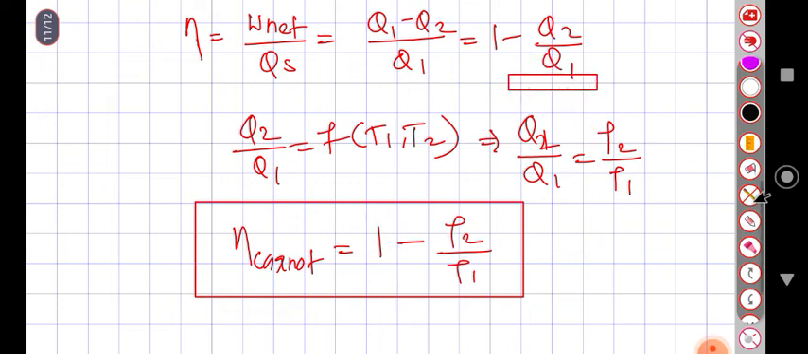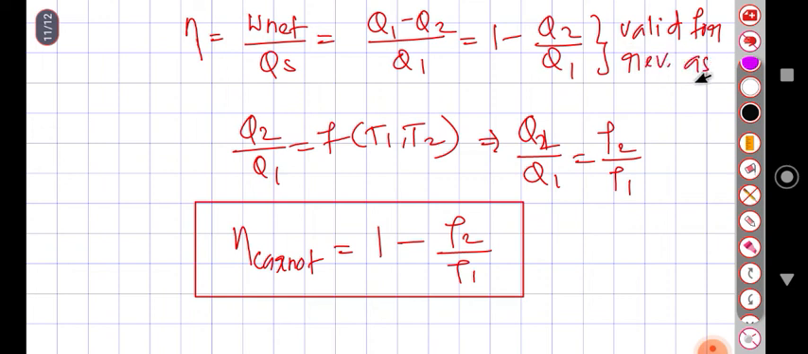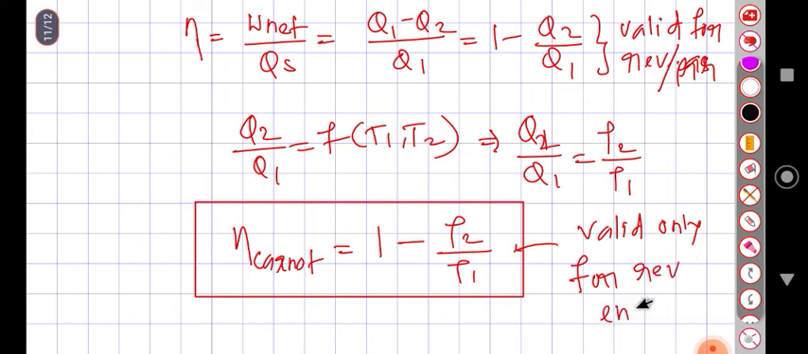And see, this efficiency 1 minus Q2 by Q1 is valid for reversible as well as irreversible engines, and this, 1 minus T2 by T1, is valid only for a reversible engine. Okay, you understood this? Now this is the efficiency of the Carnot cycle.